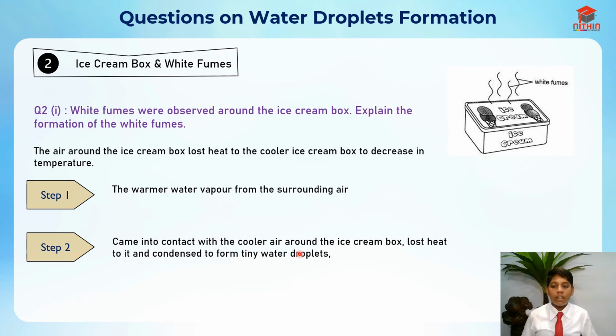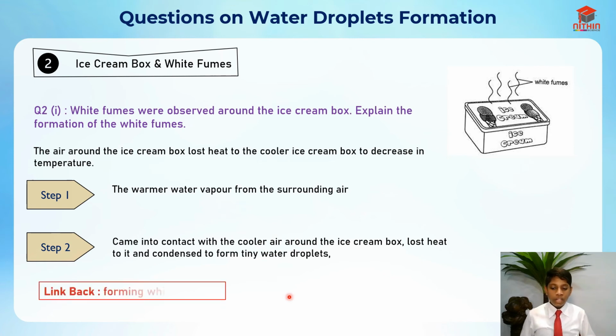But this is not the end of the question yet. How does this form white fumes? We need to link back and say that forming tiny water droplets forms white fumes. I hope you all know that tiny water droplets are actually the clouds, so you need to remember this. This is how we link back to the question, forming the white fumes. Next, let's move on to part 2 of this question.